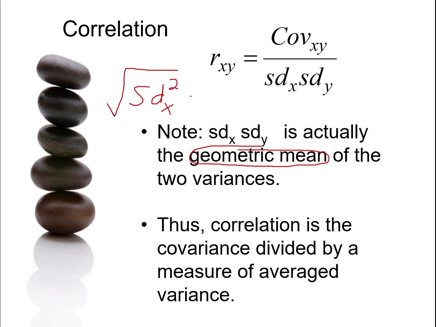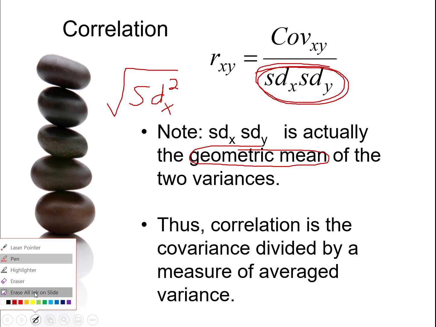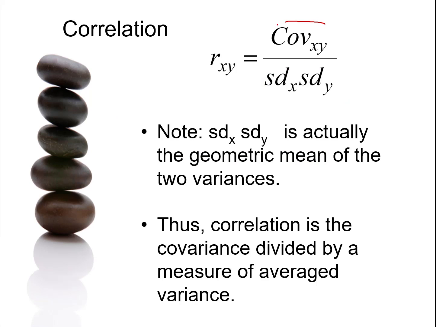If I take the square root of my variance for y, that gives me the standard deviation of y. So if I multiply my two standard deviations together, that is a way of getting the averaged variance of x and y. So the product of my two standard deviations is actually equal to a measure of averaged variance. So putting it together, we really do have a formula that's taking our covariance between x and y divided by a measure of averaged variance between x and y, and we're using this geometric mean approach where we're calculating our average variance by calculating the product of our two standard deviations.